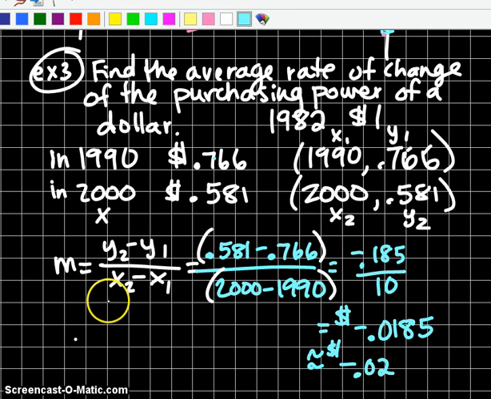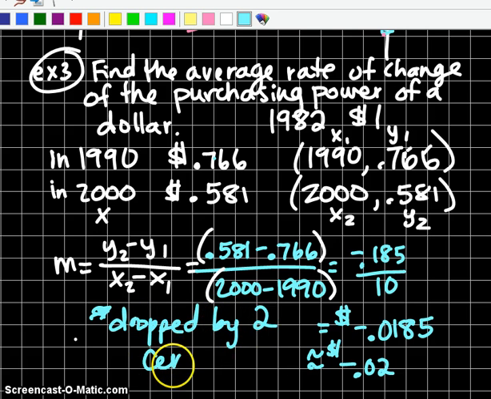So let Mrs. Olson know if you have any questions or you can't quite get it. And negative 0.02 means that the value of $1 dropped by 2 cents a year in that time period.